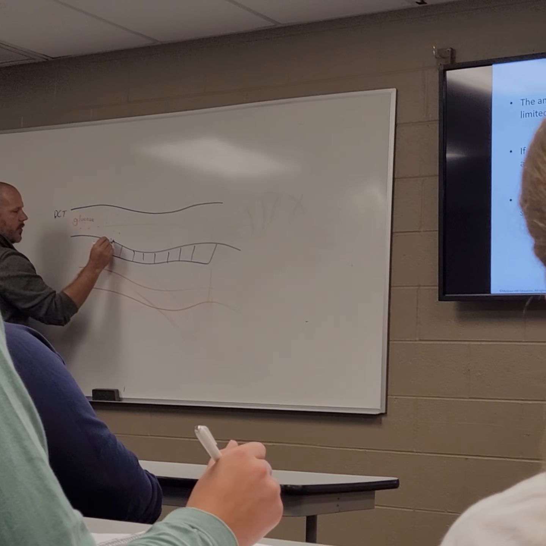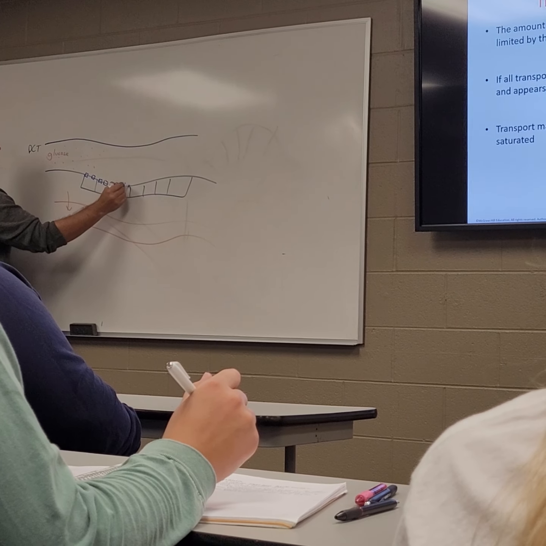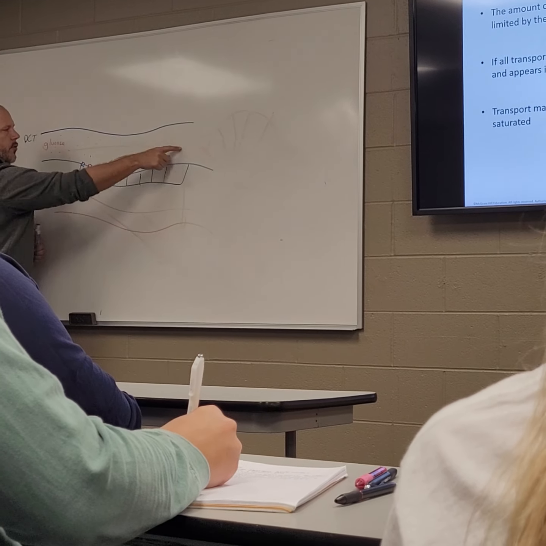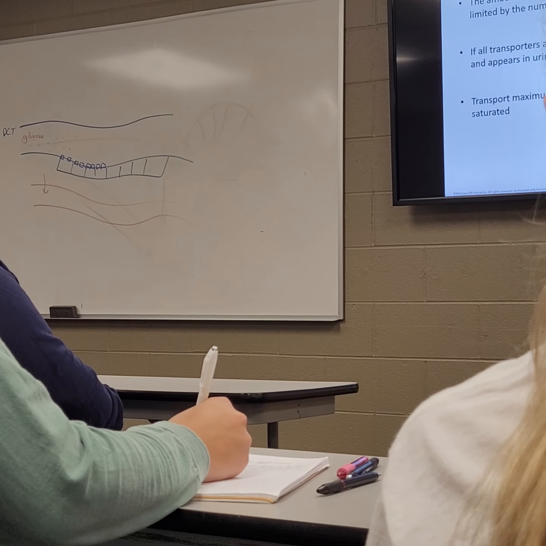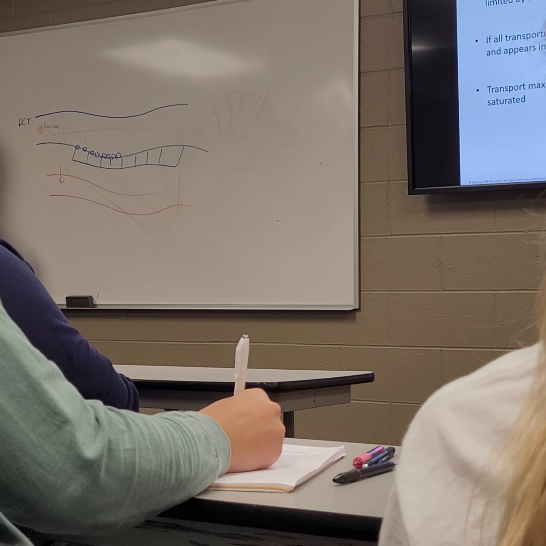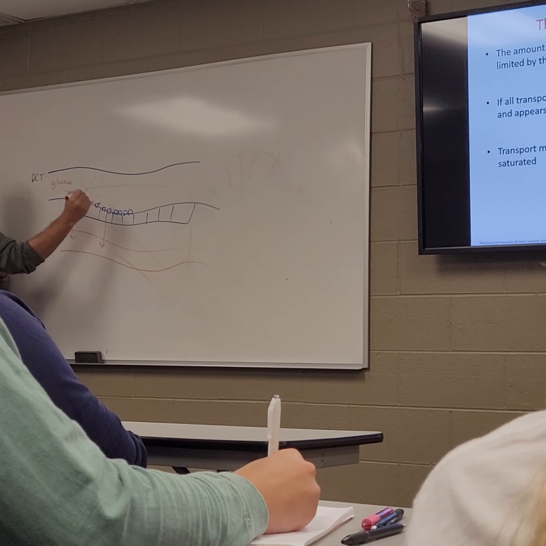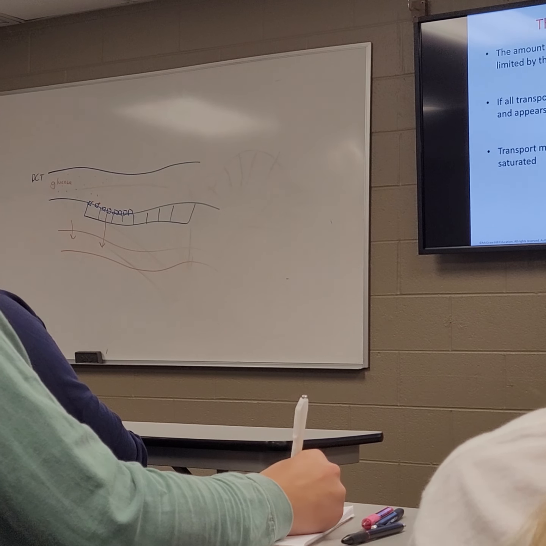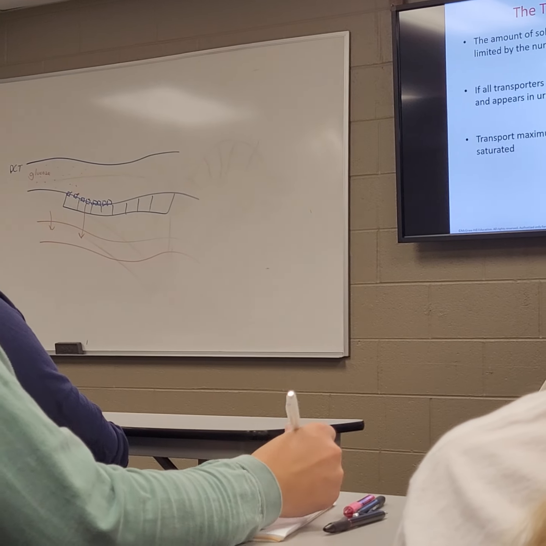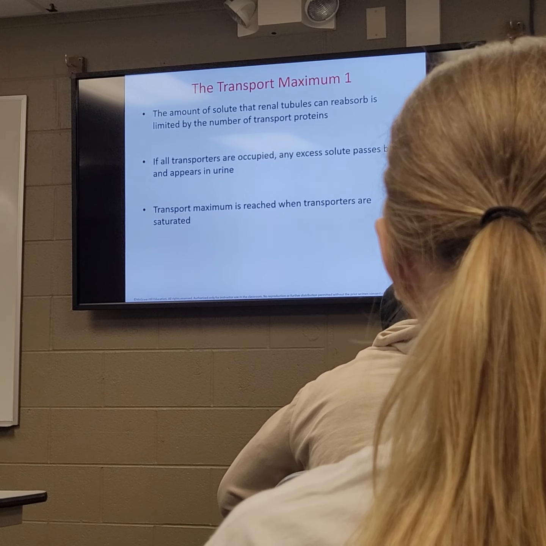And those limiting factors are very simply the number of transport proteins that I have on the surface of these cells. So for any particular solute, and we're just using glucose as an example, what will limit my ability to reclaim, to reabsorb those molecules is the number of proteins that can actively grab them and then transport them into the bloodstream. So the transport maximum is exactly that. It's the maximum amount of any particular solute that the proximal convoluted tubule is capable of reabsorbing.